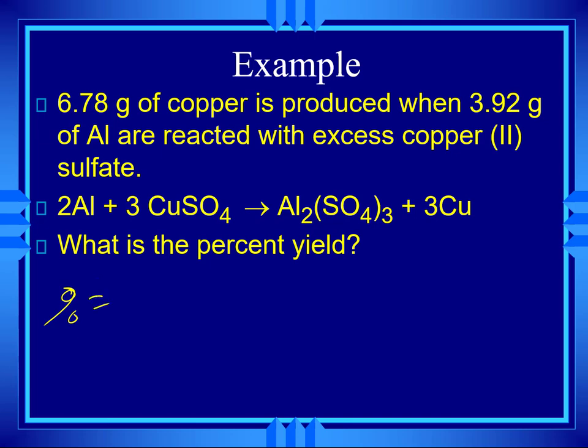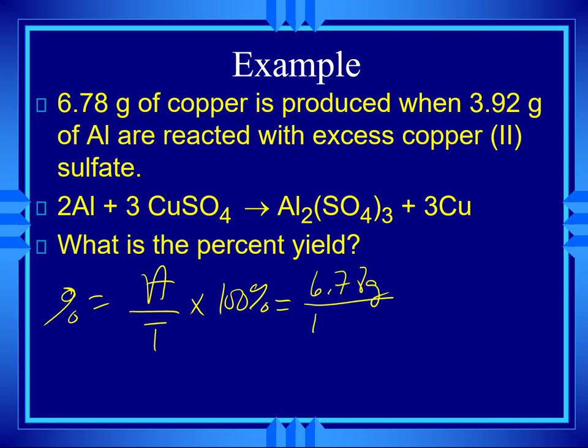Percent equals actual over theoretical times 100%. We said the actual was 6.78 grams. The theoretical was 13.9 grams, times 100%. So 6.78 divided by 13.9 times 100 is 48.8%. Three sig figs, matching my 6.78 and my 13.9.